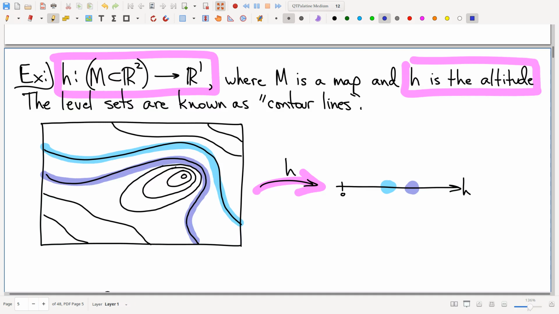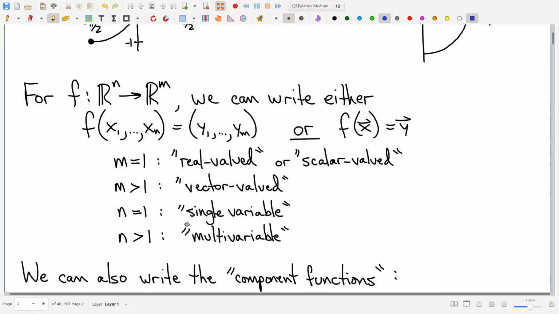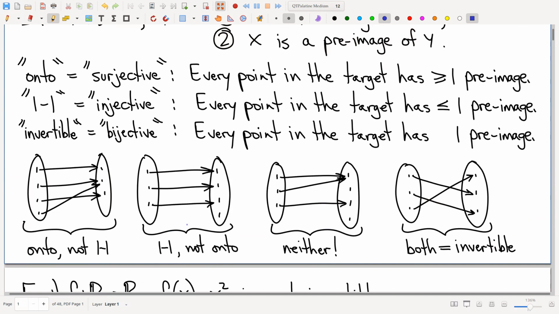One output can have multiple pre-images. Oh yeah, absolutely. Can you have multiple level sets for one output? It's all part of the same level set. So for example, you look at this point right here, that point has 2 points in its pre-image. And in that case, there's only 2 because there's just a finite number of points there.